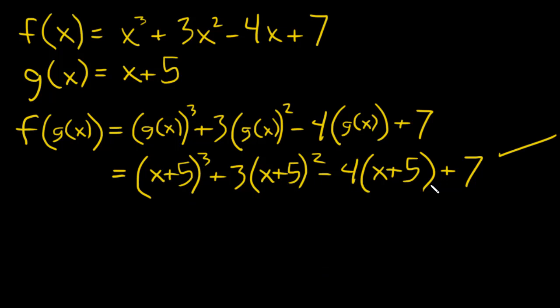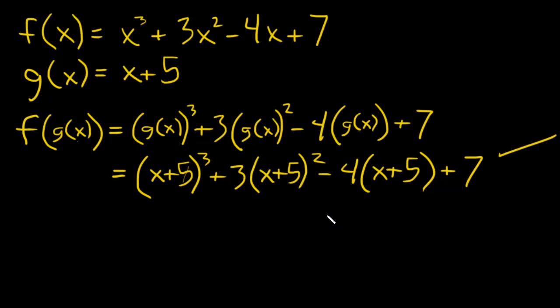I think this really brings home what's going on. I'm replacing every x in my f of x with x plus 5, which is the g of x. Every x gets replaced by the g of x. So every x becomes x plus 5. Just like that. Okay?